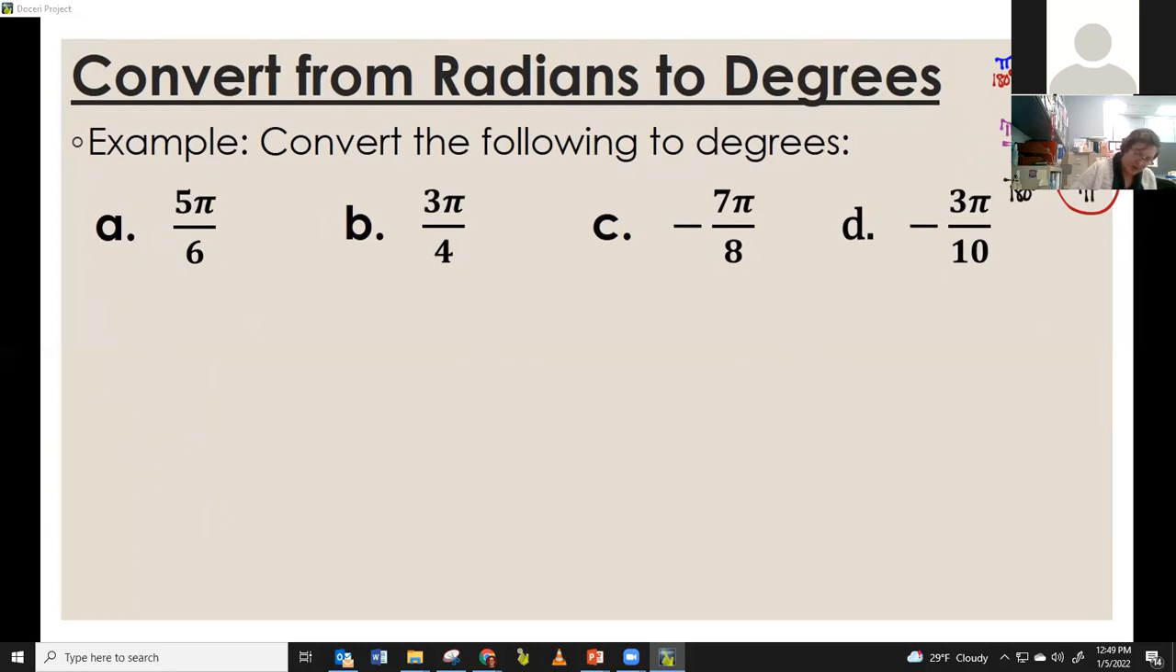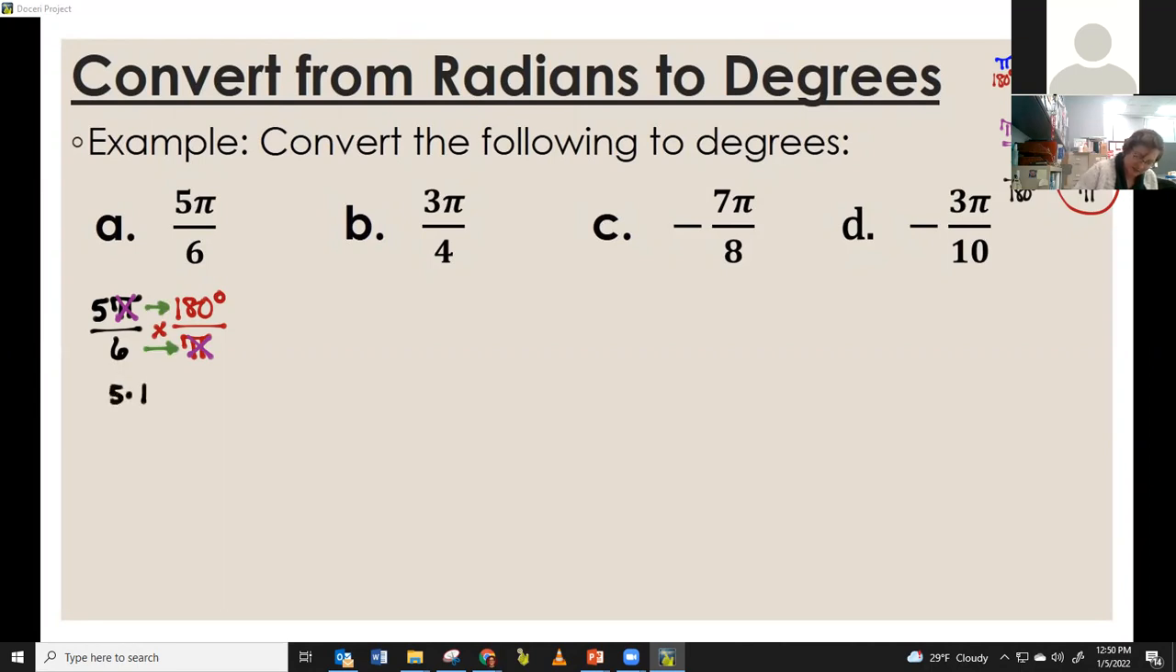So for part A, I have 5 pi over 6. I'm going to multiply that by 180 degrees over pi. The units that I want to go into need to be in my numerator. In my denominator is what I want to cancel. So since we don't really ever see degrees with pi in them, I want to make the pi cancel out. So that's going to cross cancel. And then we're going to multiply straight across.